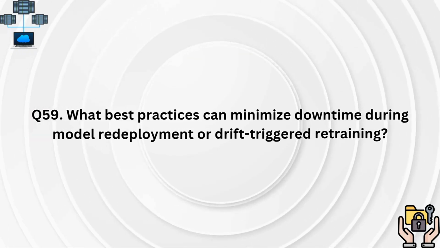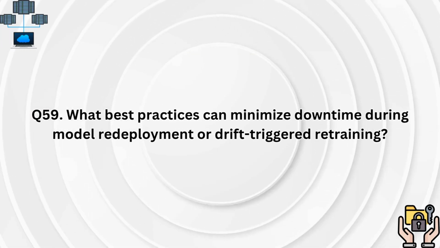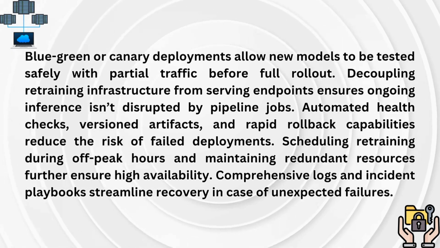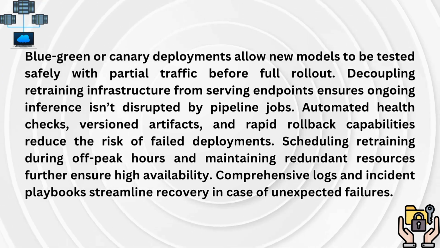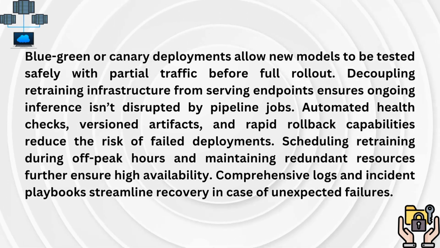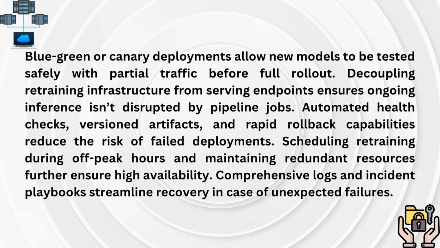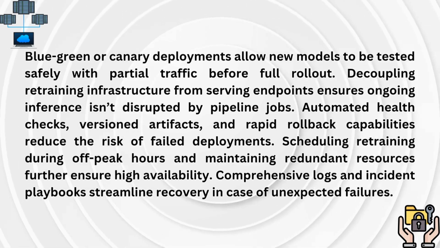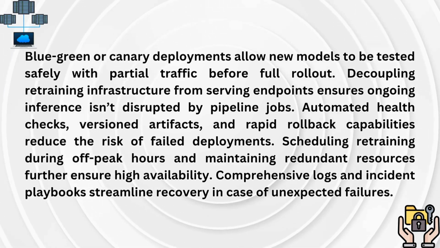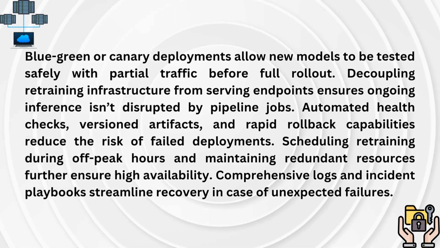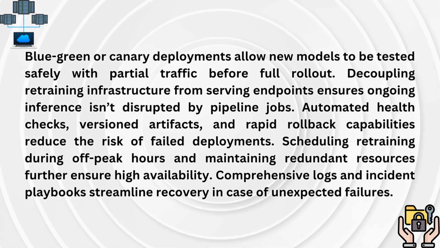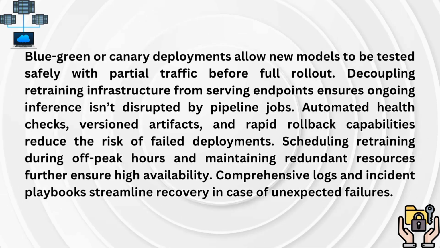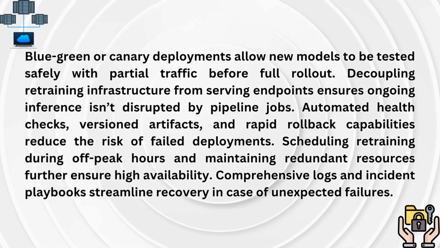What best practices can minimize downtime during model redeployment or drift-triggered retraining? Blue-green or canary deployments allow new models to be tested safely with partial traffic before full rollout. Decoupling retraining infrastructure from serving endpoints ensures ongoing inference isn't disrupted by pipeline jobs. Automated health checks, versioned artifacts, and rapid rollback capabilities reduce the risk of failed deployments. Scheduling retraining during off-peak hours and maintaining redundant resources further ensure high availability. Comprehensive logs and incident playbooks streamline recovery in case of unexpected failures.